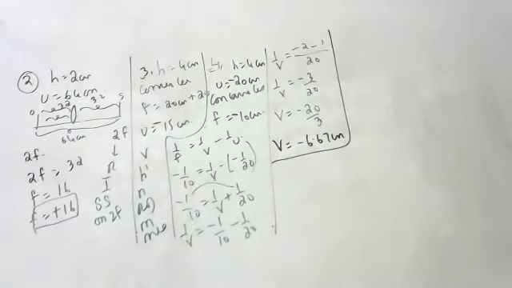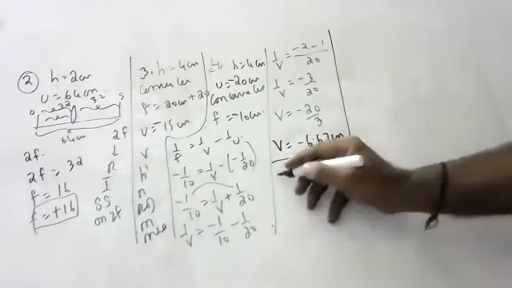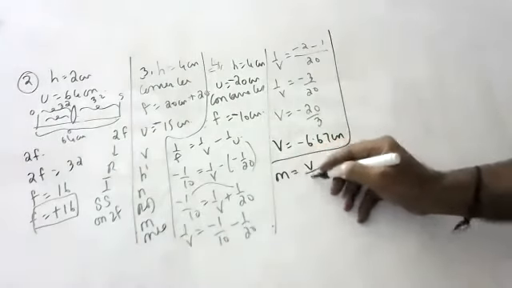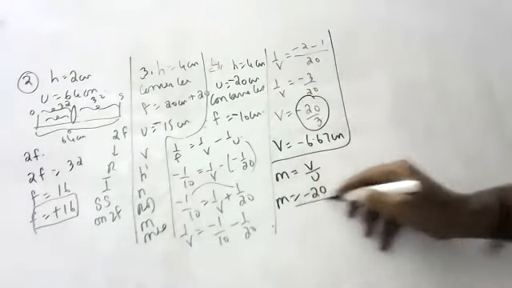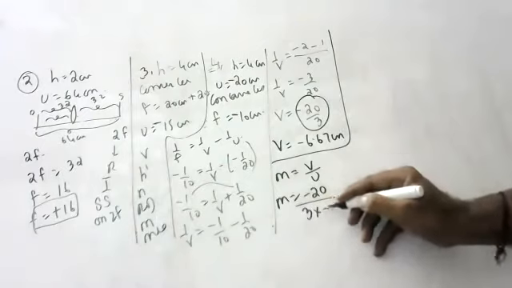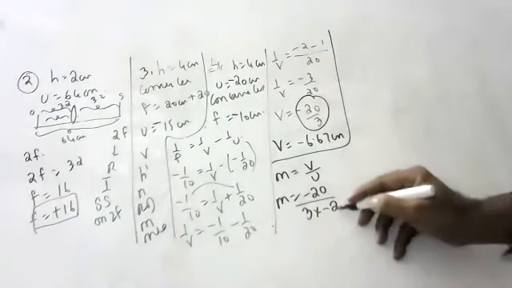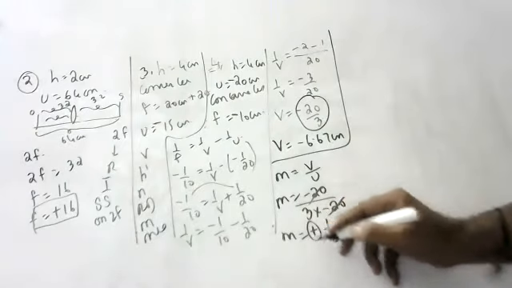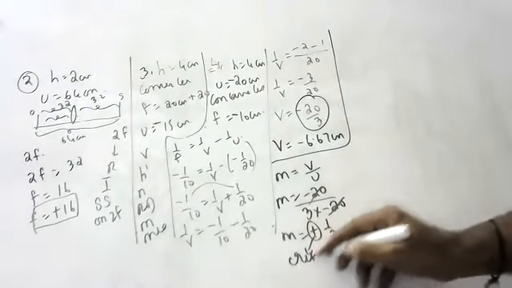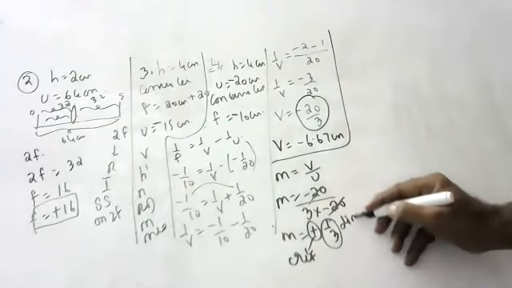Now let's do magnification, children. Magnification is v by u. v, how much did you get? Minus 20 by 3. Take the fraction only, okay? u is minus 20. This cancels. Magnification is plus 1 by 3. Plus means erect, and 1 by 3 means diminished, less than 1 is diminished.